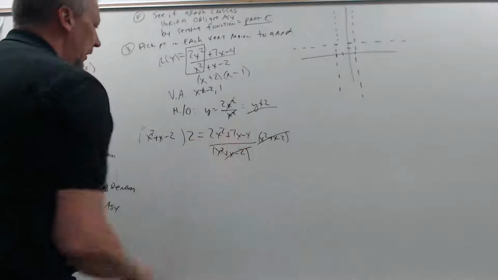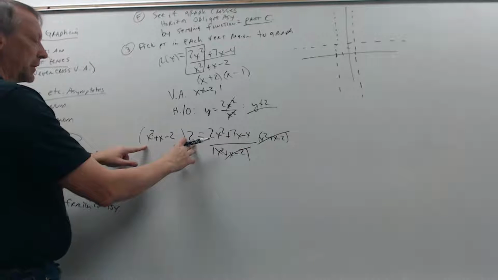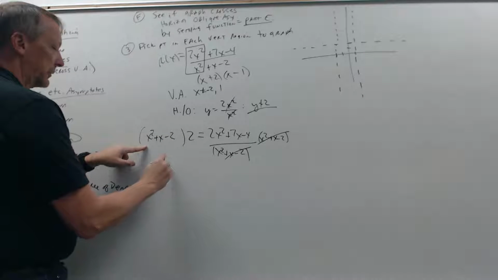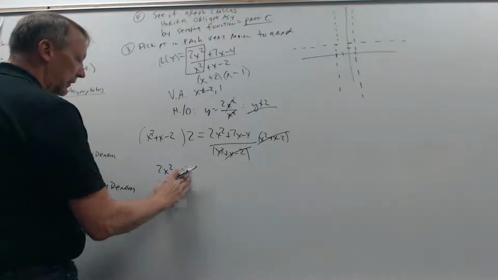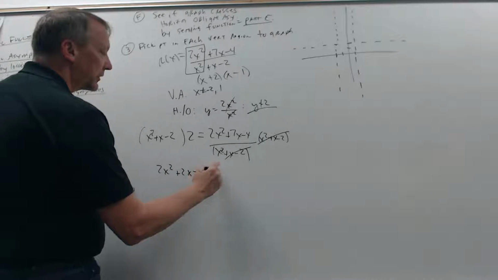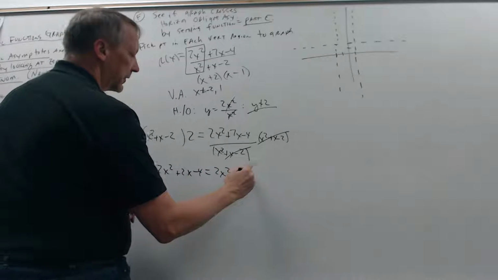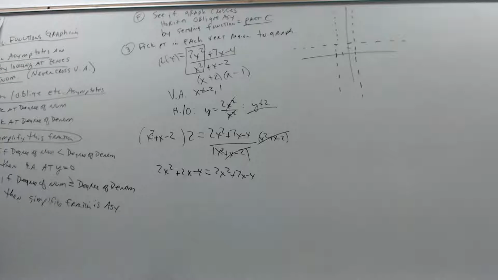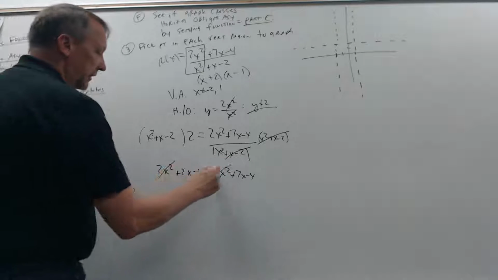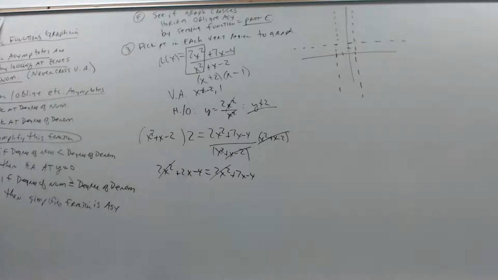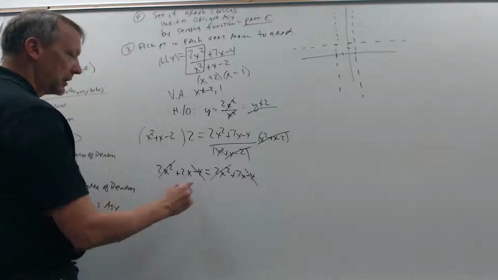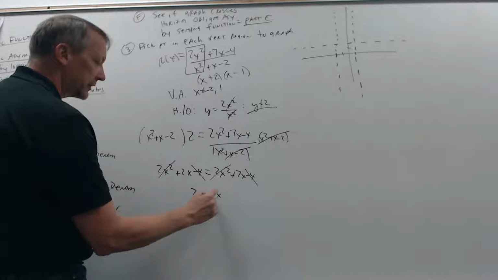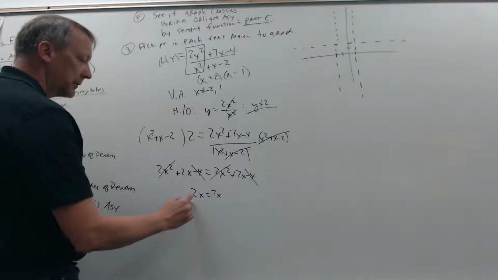Okay, so those go away. This becomes 2x squared plus 2x plus 2x minus 4 equals 2x squared plus 7x minus 4. So the 2x squareds cancel. The negative 4's cancel. And then 2x equals 7x. So it doesn't cross. So minus 2x.